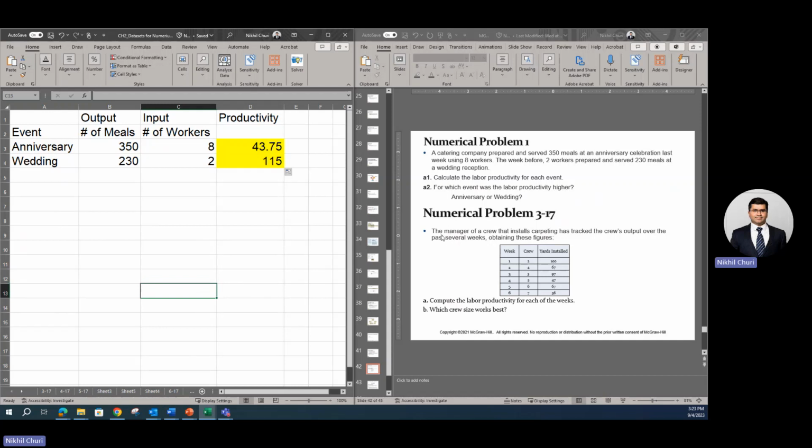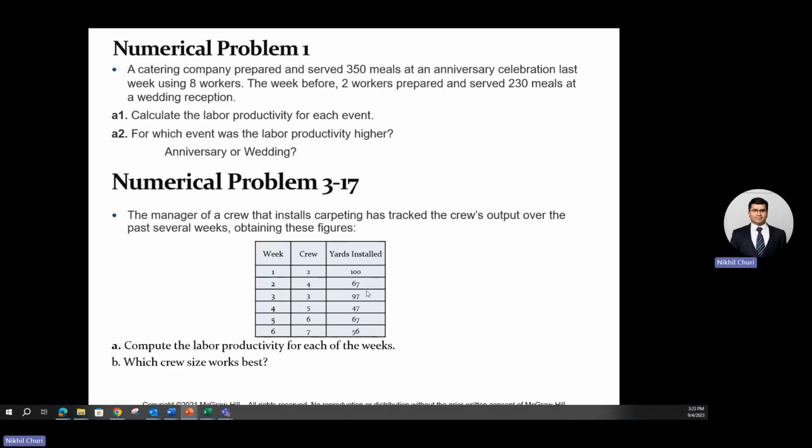The second problem states that a manager of a crew that installs carpeting has tracked the crew's output over the past several weeks, obtaining these figures. I'll just make this part bigger. Let's read through and understand what is given and what is expected as a solution. In this table, a series of weeks is given: week 1 through 6. Then the number of crew members working each week: week 1, 2; week 2, 4; week 3, 3; week 4, 5; week 5, 6; and week 6, 7. And yards installed, which is the output: 100 in week 1, then 67, 97, 47, 67, 56 for weeks 2, 3, 4, 5, and 6 respectively.